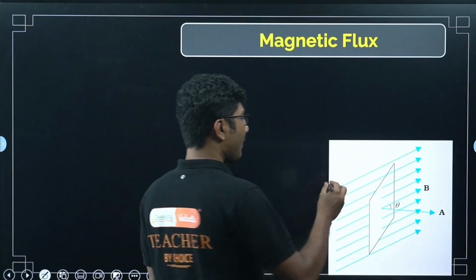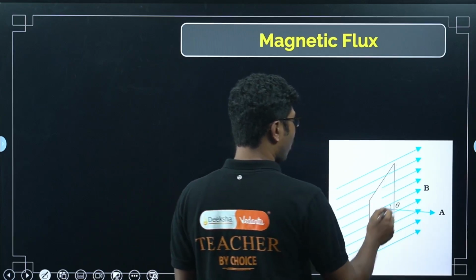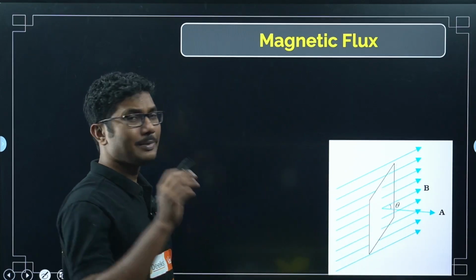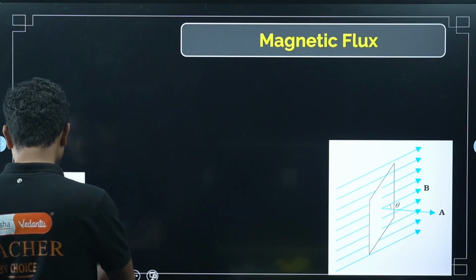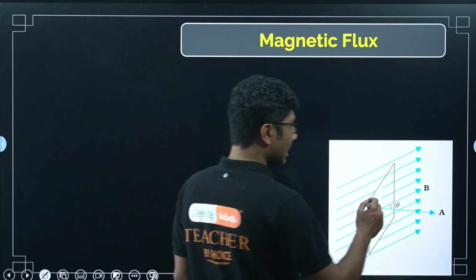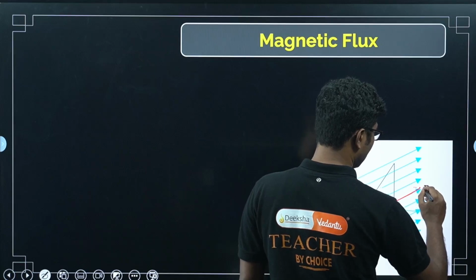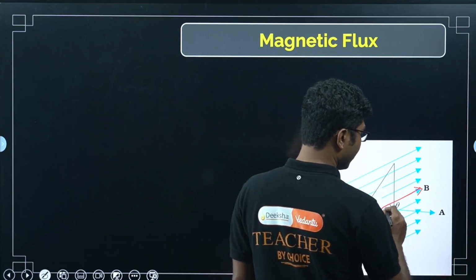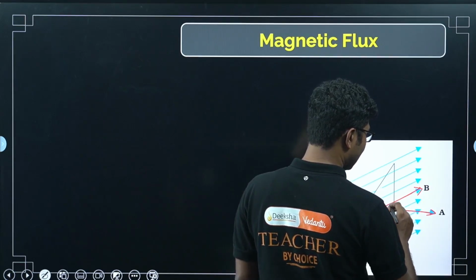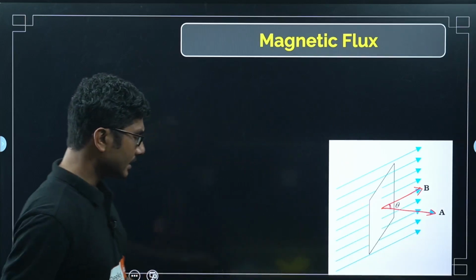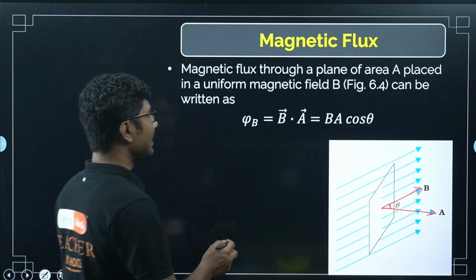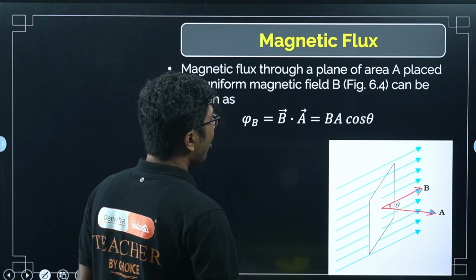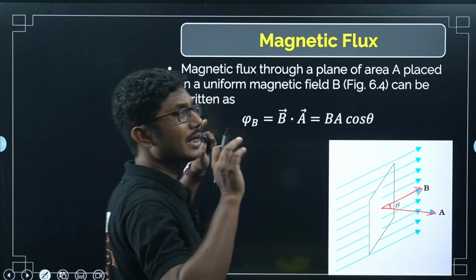Suppose there are magnetic field lines crossing a surface, similar to that of electric field. Everything is very similar to that of electric field. Now the magnetic field is crossing at some angle theta with the surface. Then magnetic flux can be written as phi_B equals B dot A, or BA cos theta, similar to that of electric field.